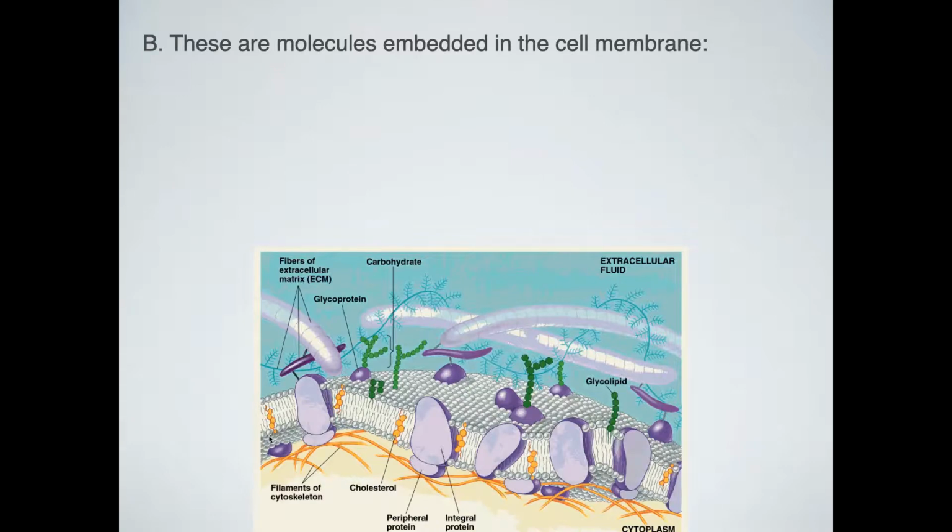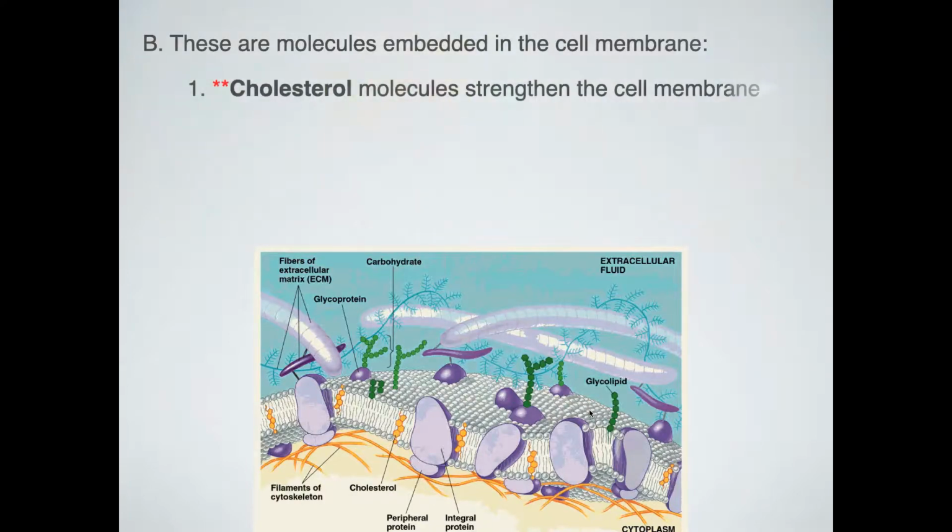When I say embedded, the phospholipids in this picture are all these little gray circle things. And then we have these other colored materials, like you can see this yellow stuff that's labeled cholesterol, purple things that are labeled glycoprotein or integral protein or peripheral protein. And then you've got this green stuff that says carbohydrate or glycolipid. But again, the whole point of this is that each one of these things is going to be doing something for our cell membrane. The first one is cholesterol.